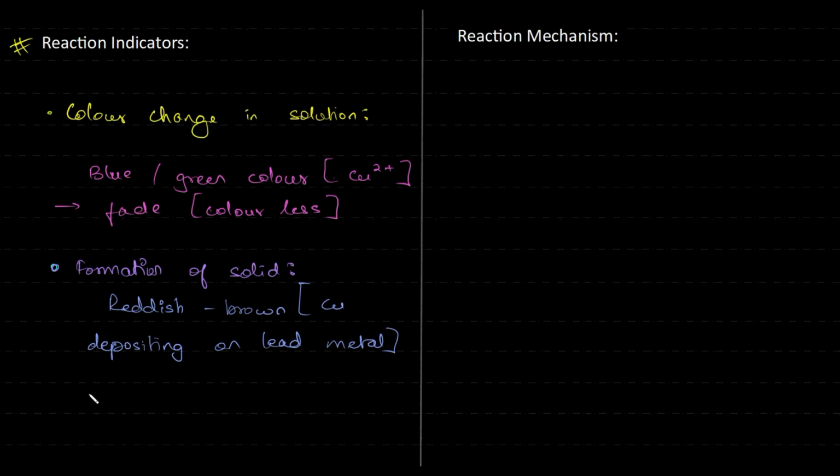So there is a change in appearance. A dull gray lead metal will be consumed as the reaction happens, and the reddish brown copper will deposit in its place. Basically, that's what is happening. Then of course, finally you have heat being released. And that's an example of your exothermic reaction.